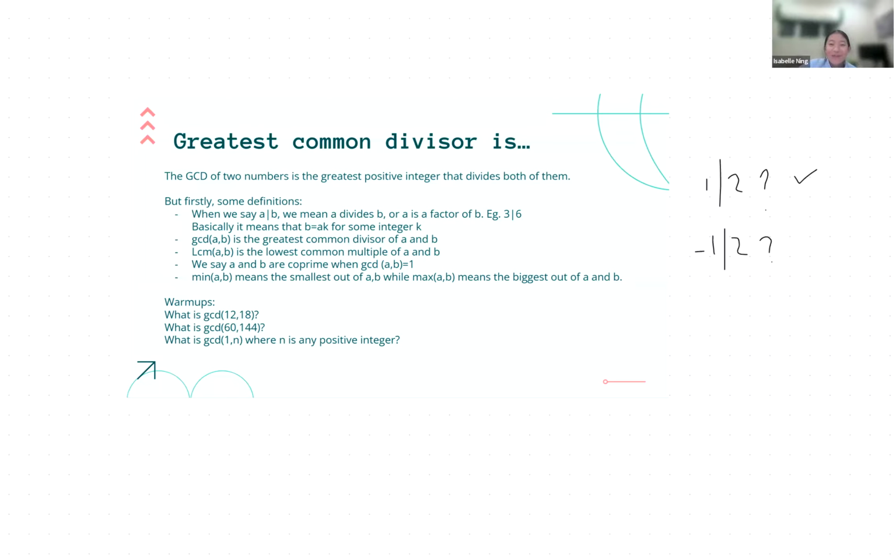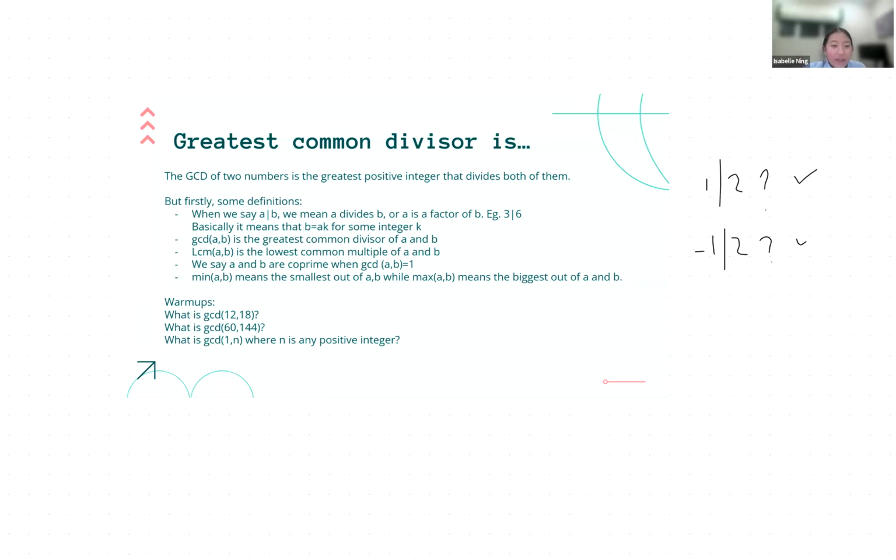So do you want to explain why? Because -1 times -2 equals 2, and -2 is an integer. Yes, good job. Okay. I think you all understand this notation then.